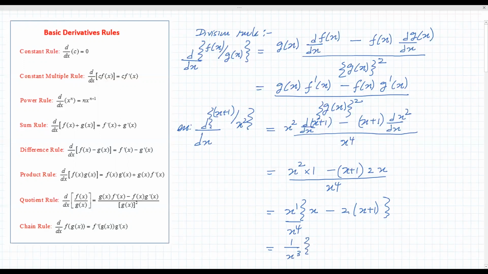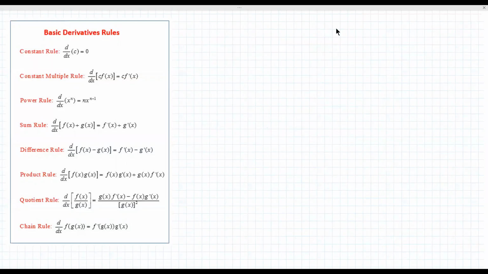Now here inside the bracket you can simplify a little bit. x minus 2x is going to be minus x. Minus 2 times 1 is minus 2. So if you want, you can take minus out, minus 1 divided by x to the power 3, then the answer would be x plus 2. So this would be the answer for that example.